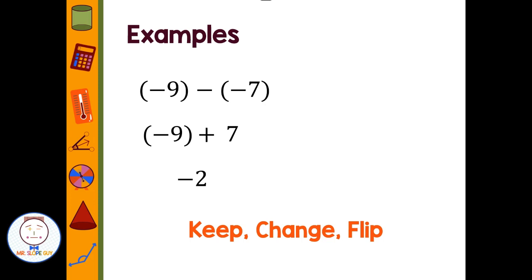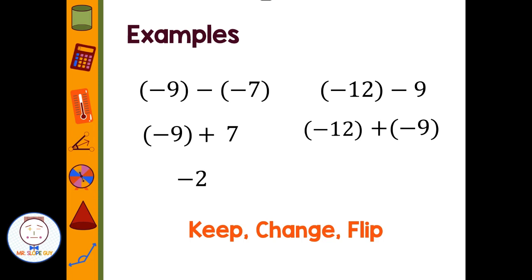All right, let's look at another example. Let's say I have negative 12 minus 9. I'm going to do keep, change, flip, or add the opposite, to change this to an addition problem. Negative 12 stays the same. I change from subtract to add, and then the opposite of positive 9 is negative 9. So I have negative 12 plus negative 9.